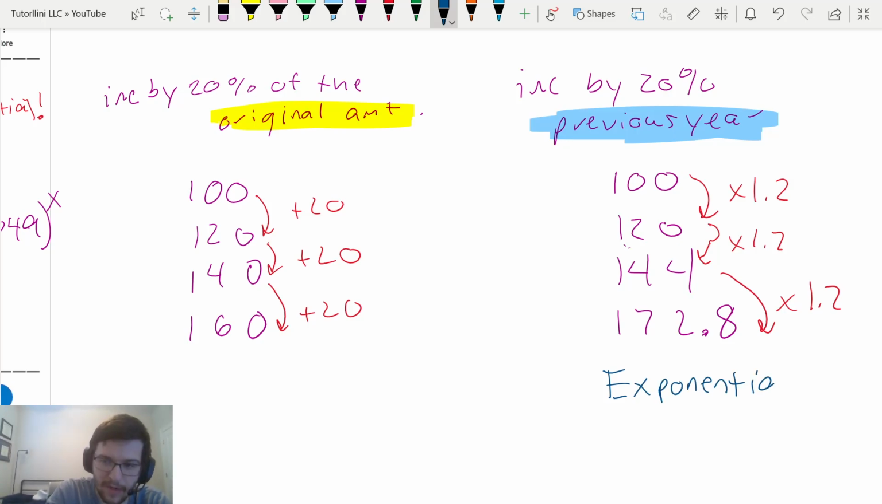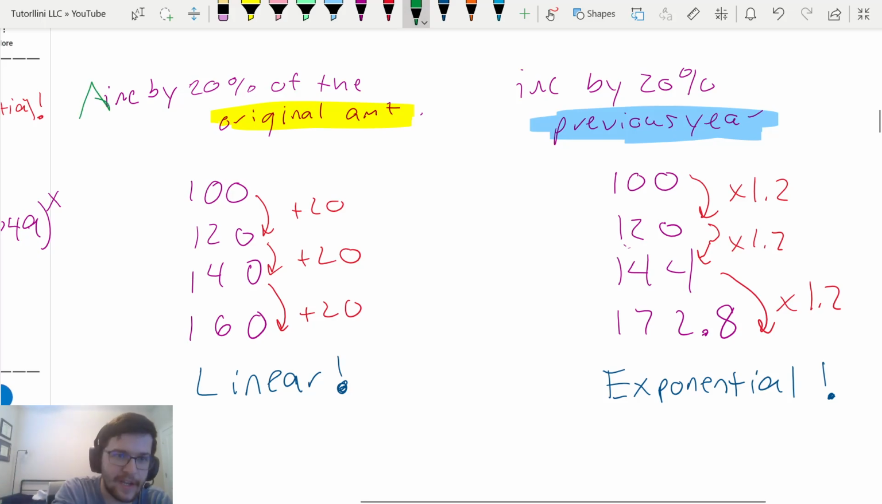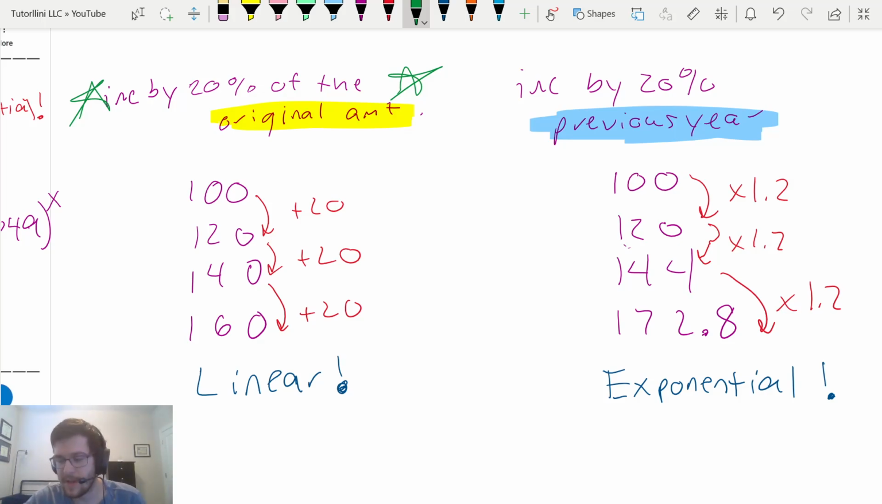But when it says percent of the original amount or starting amount, it's actually linear. So just please make sure you understand that they love to put this guy here on the test to confuse people, and everybody always gets it wrong. It's literally the definition of a trick question. Okay.